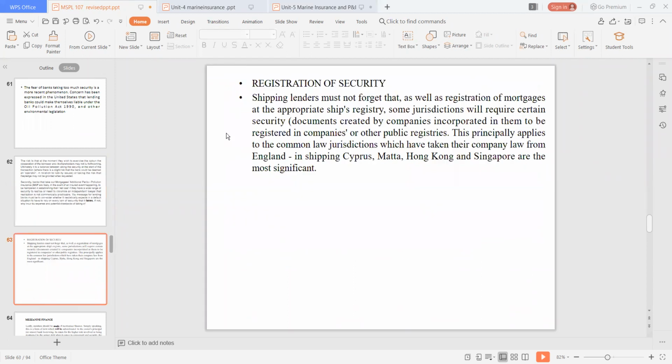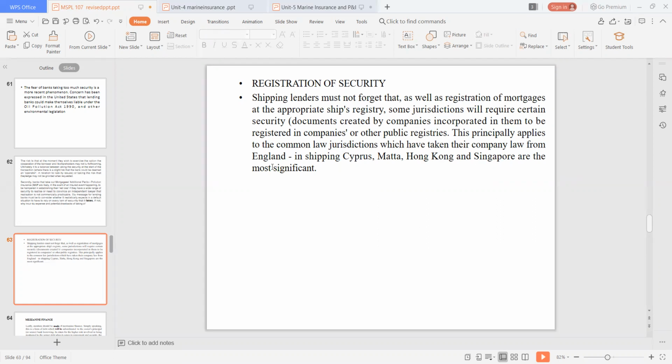Next, registration of security. Shipping lenders must not forget that, as well as the registration of mortgages at the appropriate ship's registry, some jurisdictions will require certain security documents created by companies to be registered at the companies registry or other public registries. This principally applies to the common law jurisdictions which have taken the company law from England, right? England, London. That's an important thing for the Marine Insurance Act also.